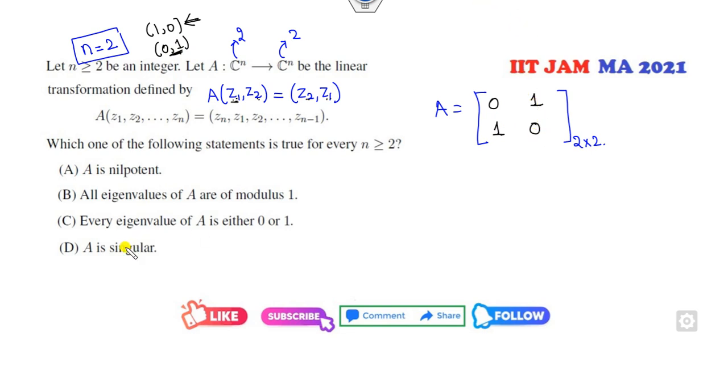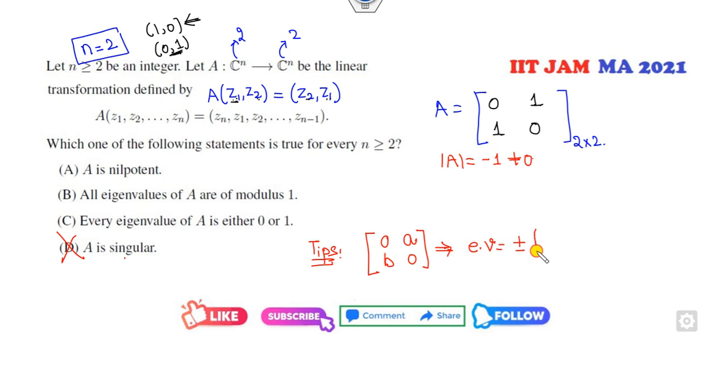Fine. Now look at that. T A is singular. What is the determinant of this? -1, non-zero. So it is not singular. Always remember, student, whenever you have the matrix [0, A; B, 0], you can find the eigenvalues directly as plus minus square root of the product AB. Fine. So according to this, what is the eigenvalues of this?